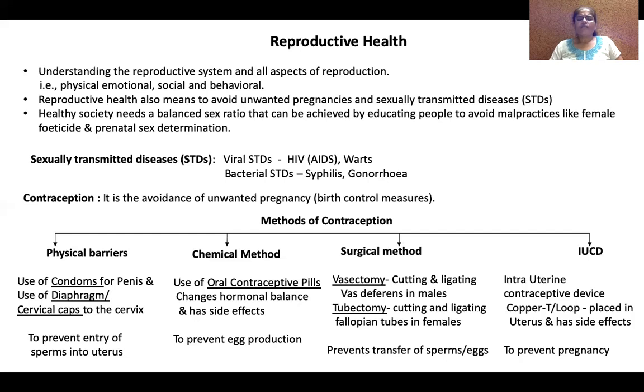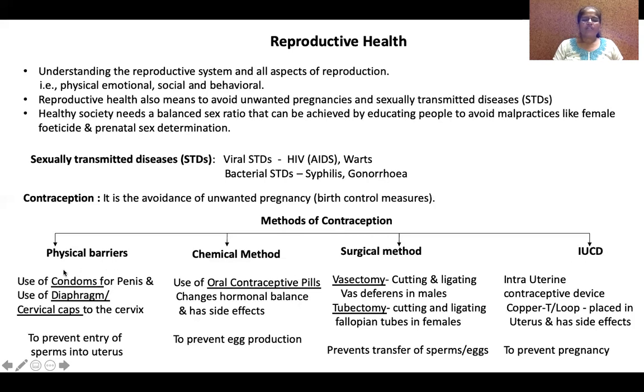Okay. Now, to avoid unwanted pregnancies, there are many methods. That process is called contraception. It is the avoidance of unwanted pregnancies, also called birth control measures. Now we'll see there are four methods of contraception. One is physical barriers, chemical method, surgical method, and IUCD.